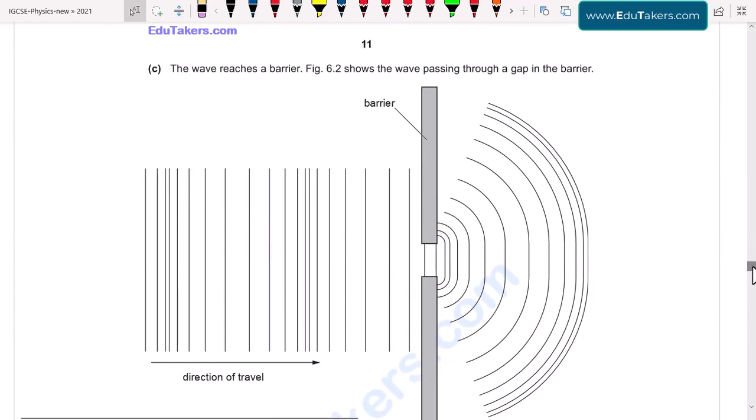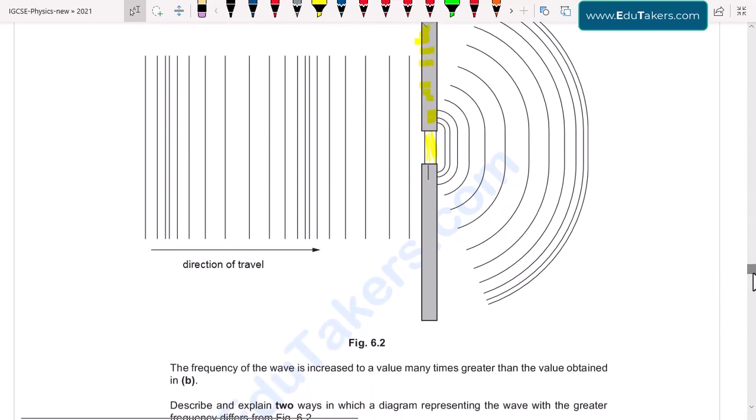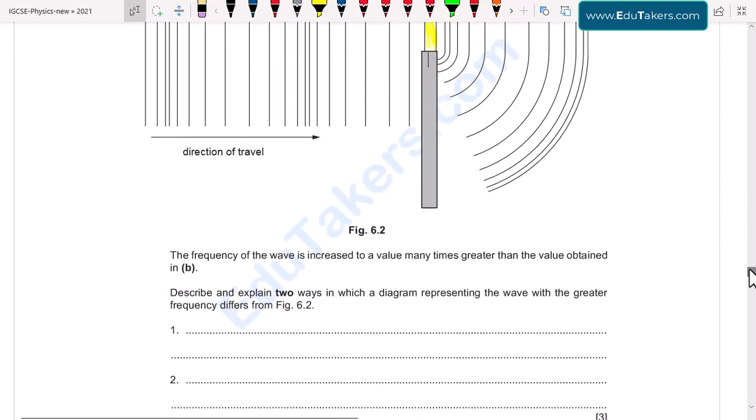So here is another figure. In part C, the wave reaches a barrier. You can see it's a barrier and the wave reaches the barrier. Figure 6.2 shows the wave passing through the gap in the barrier. So there is a separation in this barrier and the wave is passing through this separation and goes on the other side. The frequency of the wave is increased. Here we have increased the frequency to a value many times greater than the value obtained in B.